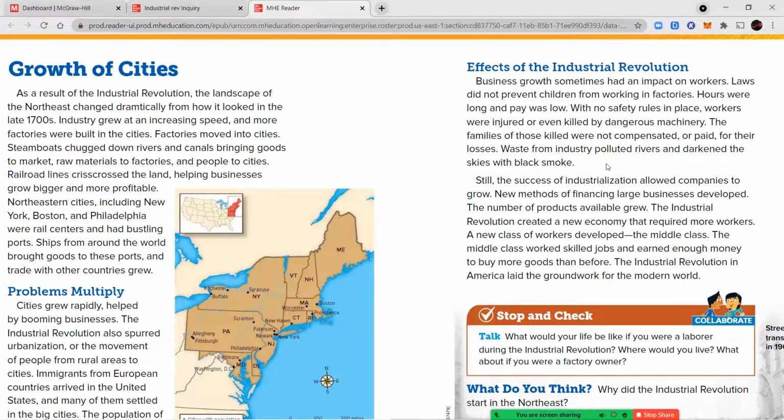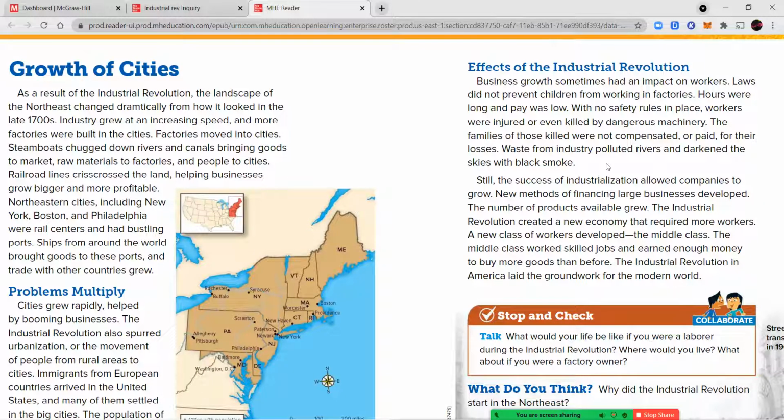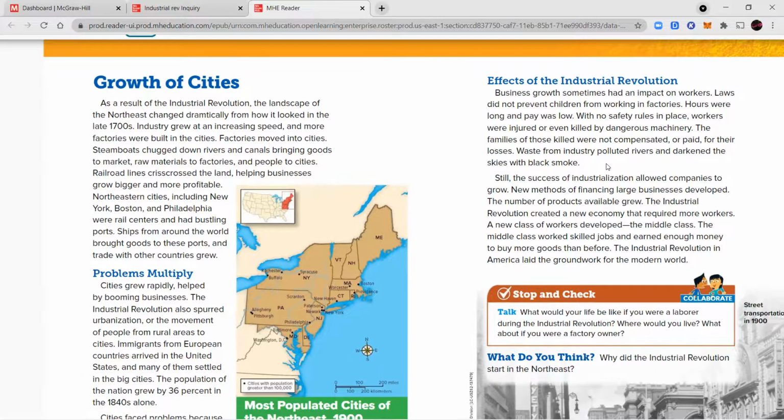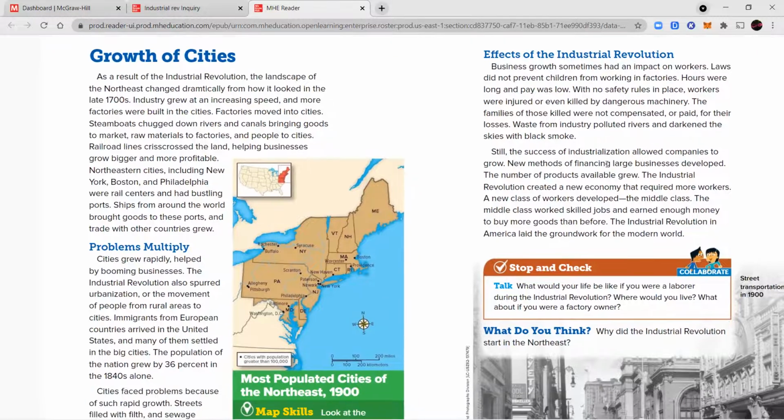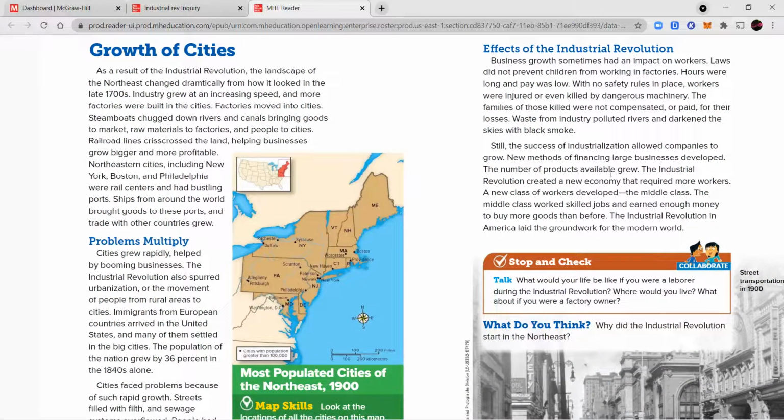Still, the success of the Industrial Revolution, or industrialization, allowed companies to grow. New methods of financing large businesses developed. The number of products available grew. The Industrial Revolution created a new economy that required more workers. A new class of workers developed, the middle class. The middle class worked skilled jobs and earned enough money to buy more goods than before.